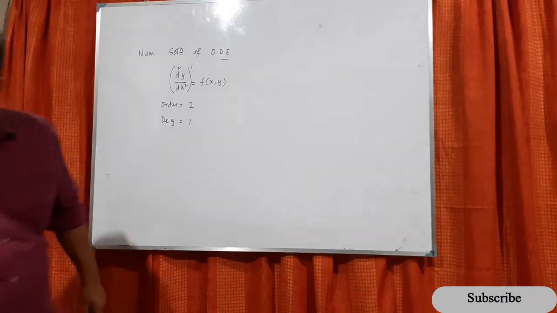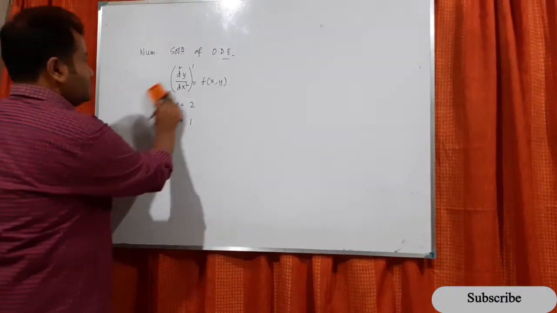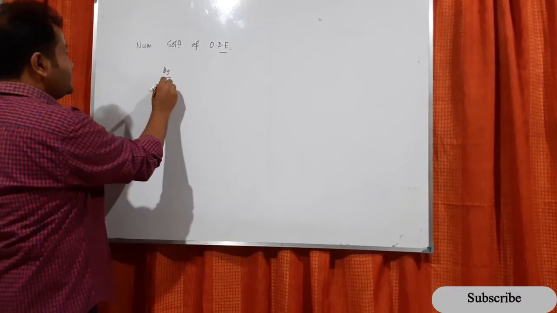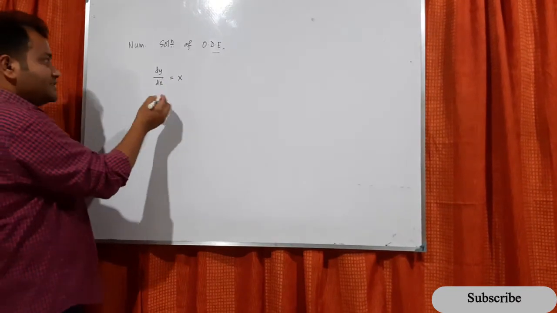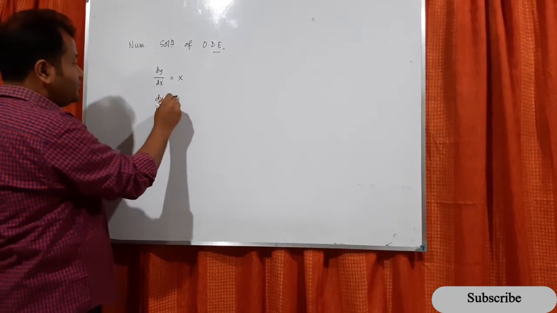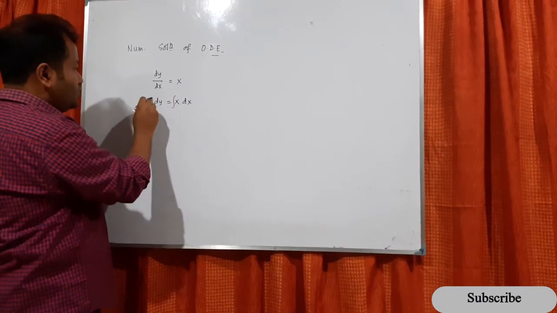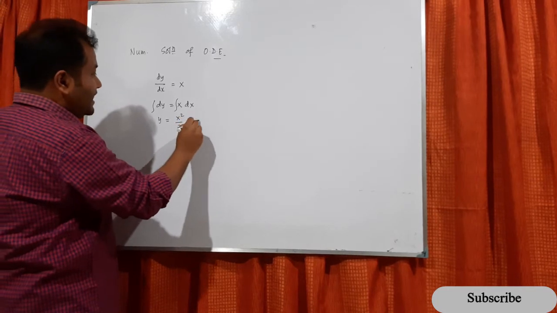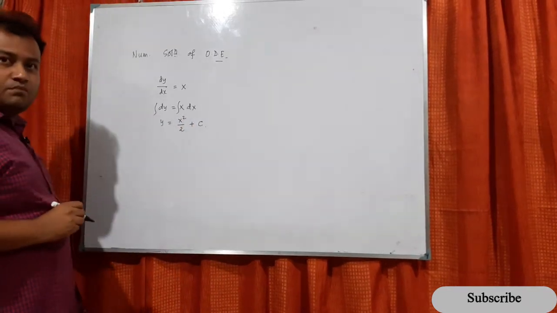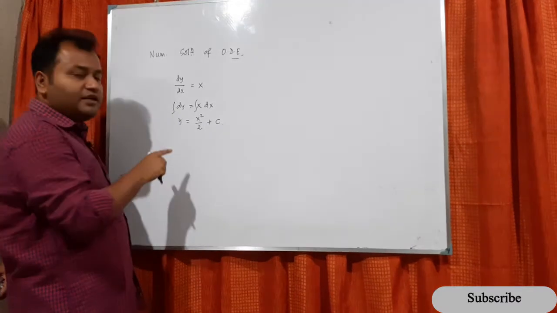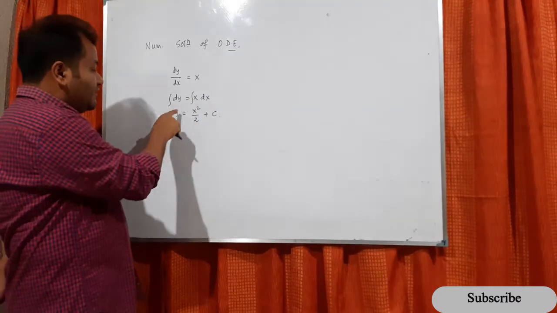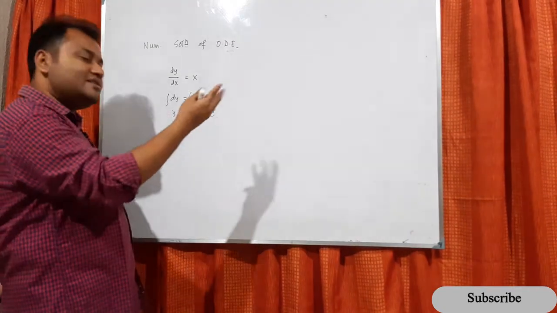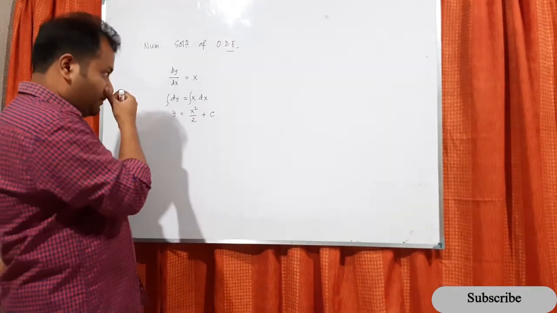Then suppose, let me take one differential equation, dy/dx equals x. If I solve this, it is dy equals x dx. So y equals x square by 2 plus some constant c. Whenever we solve any differential equation, after the integration we get an arbitrary constant, say c, or any alphabet you can denote it.